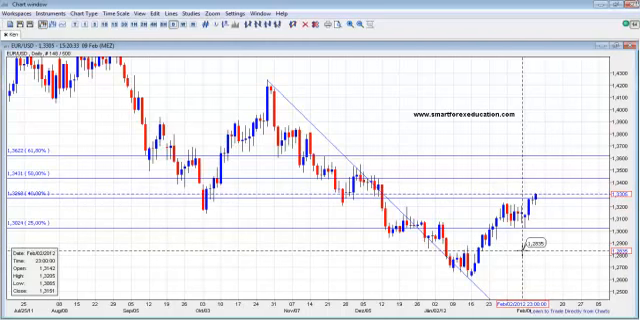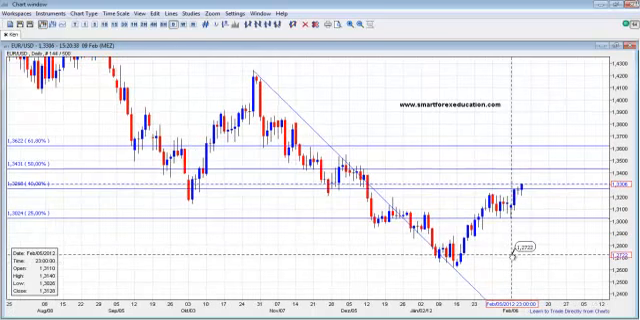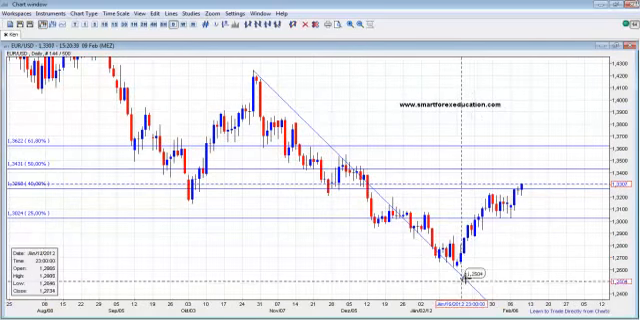In today's session, we're going to take a look at potential entries that we will try and execute dependent on the close of the US session today. So first and foremost, this is the euro dollar chart on a daily time frame.